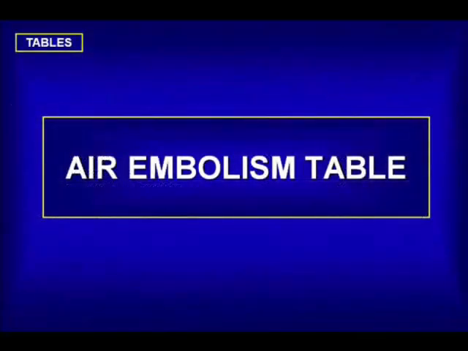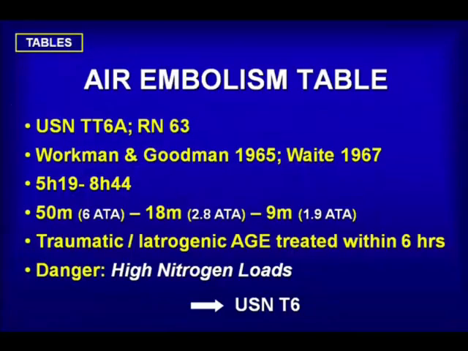A modification of US Navy Treatment Table 6 has been called the Air Embolism Table. Expanding on the work of Workman and Goodman in 1965, Charles Waite, a US Navy diving medical officer, eventually came up with this particular table, which allowed submariners, in other words submarine escape training victims who had developed arterial gas embolism, to be treated at 50 meters or 6 atmospheres for a brief period of time, after which they would continue on a regular table 6.